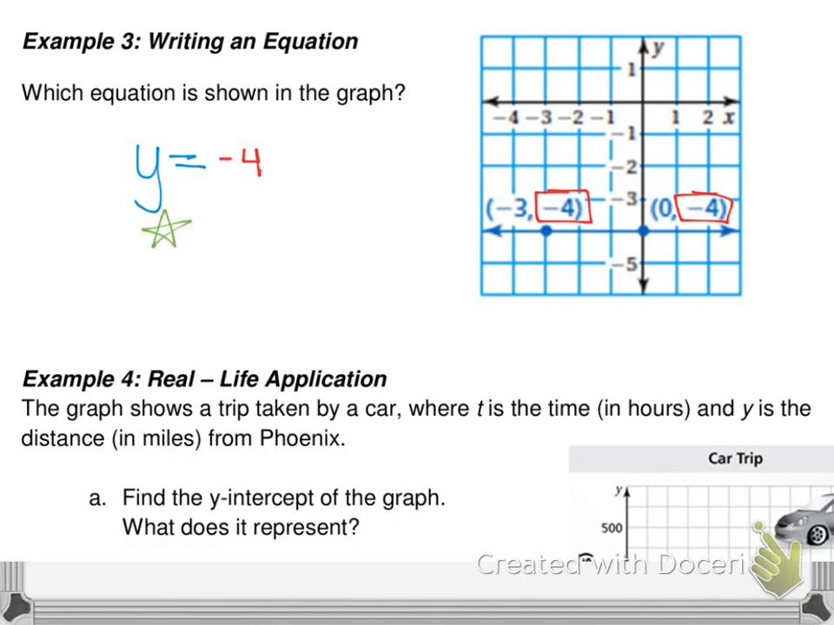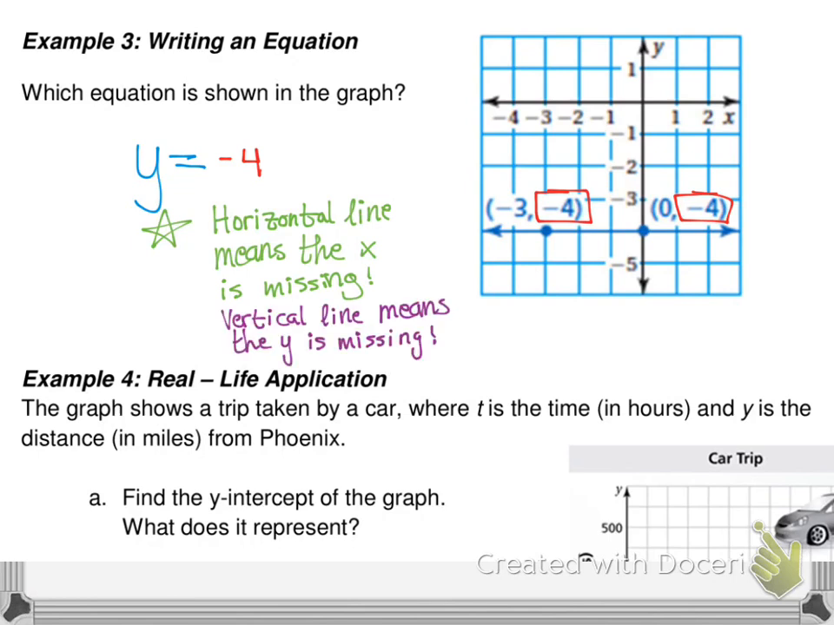We have to remember, this is always a horizontal line. A horizontal line means the x variable is missing. And it's actually the same thing vice versa for vertical lines. It means the y is missing. Please make sure you write that down. We seem to constantly forget this. Once you've got that written down, move on to example 4. If you need to pause the video to write that, go ahead and do that.